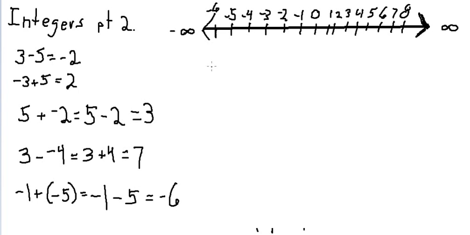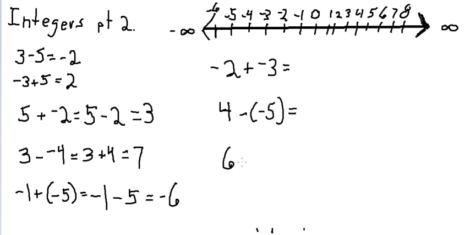Let's try some more. So we've got negative 2 plus a negative 3. 4 minus a negative 5. 6 minus a positive 4. Negative 1 minus a negative 7. Put the parentheses there.